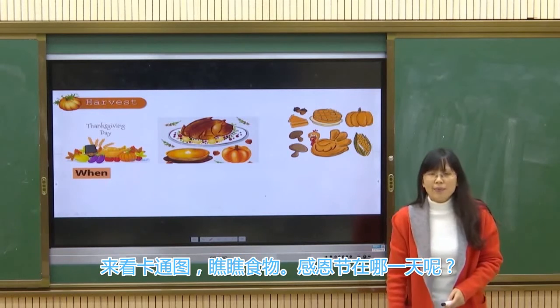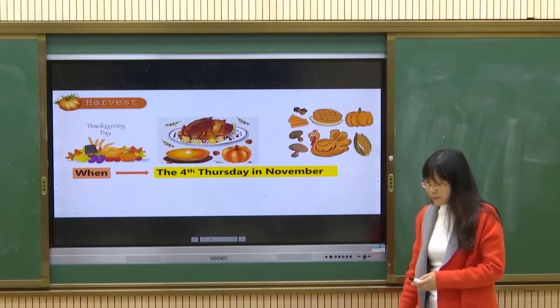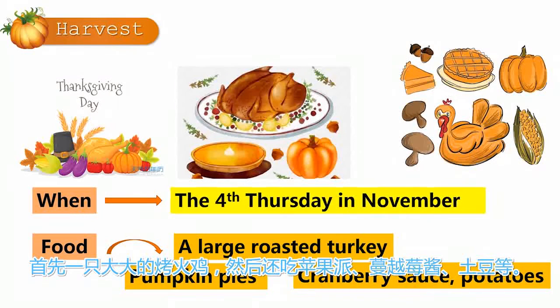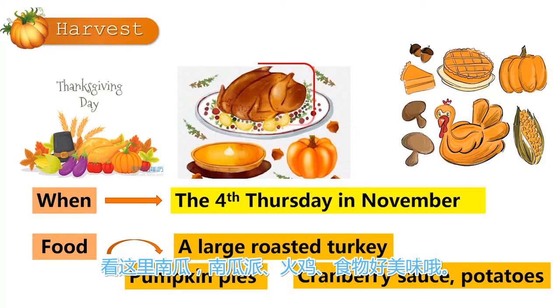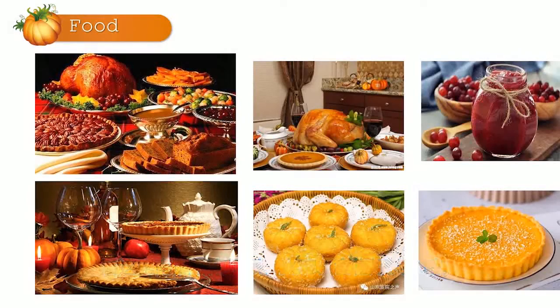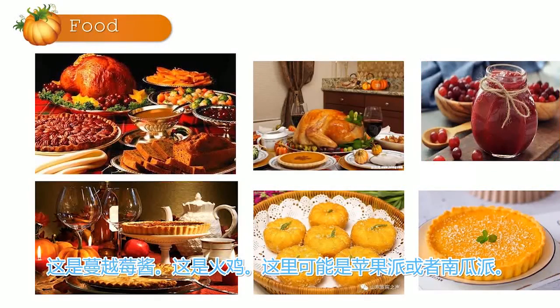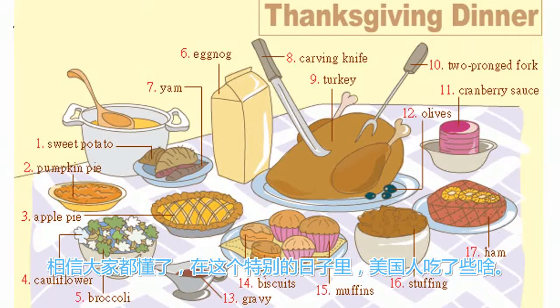And when is Thanksgiving Day? Okay, it's on the 4th Thursday in November, okay? And what kind of food? Okay, let's look. First, a large roasted turkey and pumpkin pies and cranberry sauce, potatoes. Here, pumpkin and pumpkin pies and the turkey. Let's look. So delicious food is listed here. This is pumpkin pie, these two, and this is cranberry sauce. Okay, this is turkey. This is maybe pumpkin pie or apple pie. Okay, go on. Let's look at another cartoon, another picture in detail of Thanksgiving dinner. I believe you can understand what delicious food they will eat on this special day.